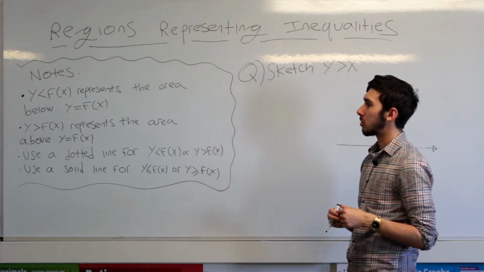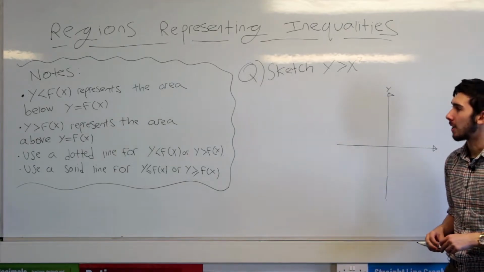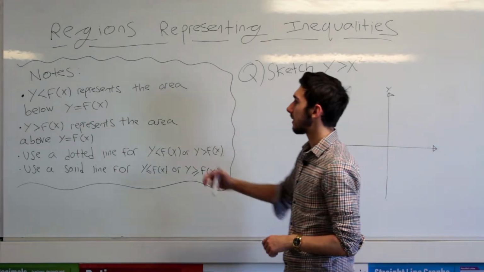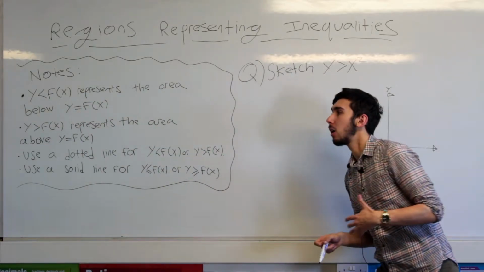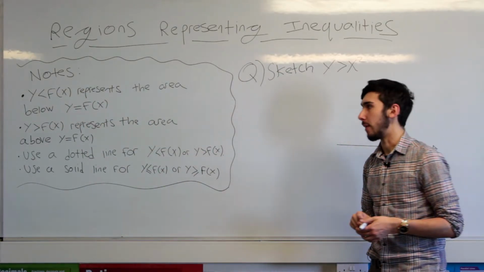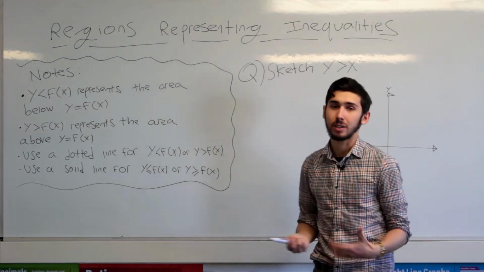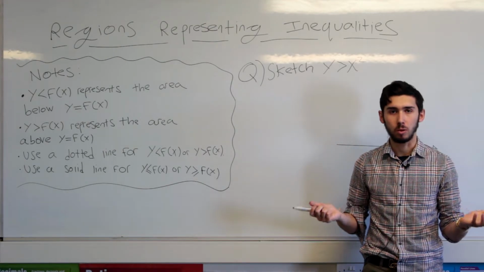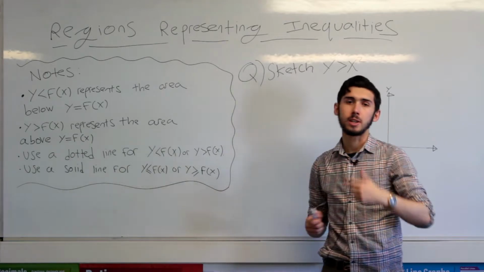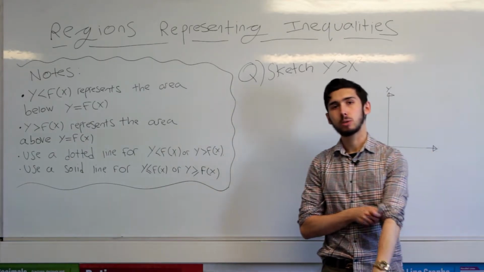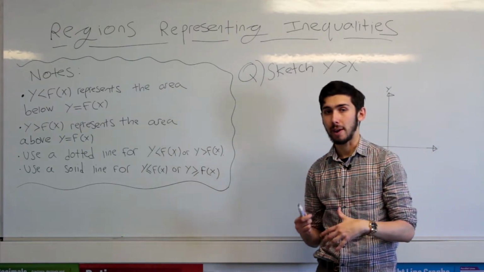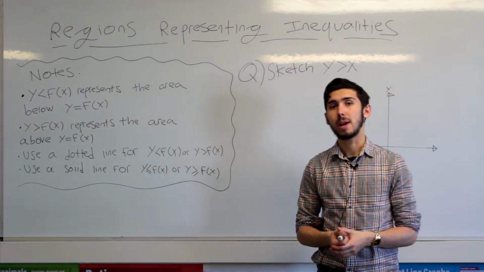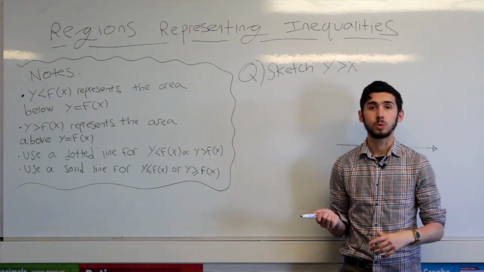So just some notes to have a cheeky little gander at. When y is less than f of x, that represents the area below the graph y equals f of x. Remember, y equals f of x literally just means y equals whatever you want. It could be y equals x squared, y equals x, y equals 5 minus x, y equals sine x, y equals sine of x all squared. It could be anything you want. It's going to be a y equals, okay?